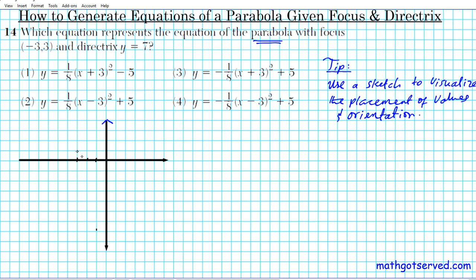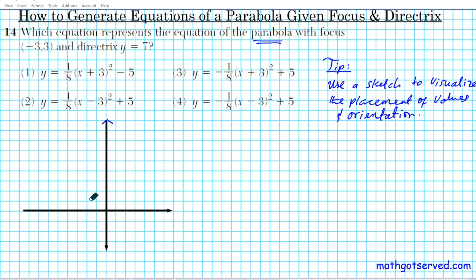I'll go up. Sorry, go up 1, 2, 3. Bam, right there. So that's the focus of our parabola, and then the directrix is located on the line y equals 7. So it's going to be up here.